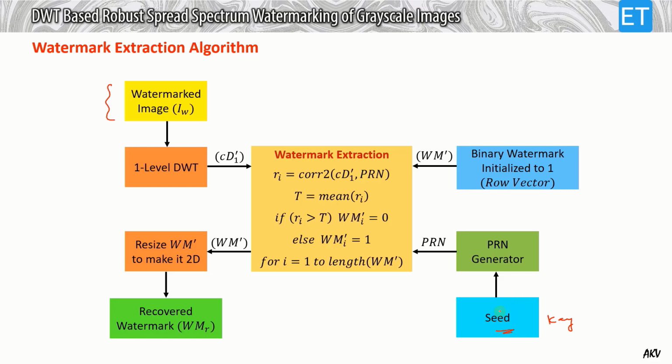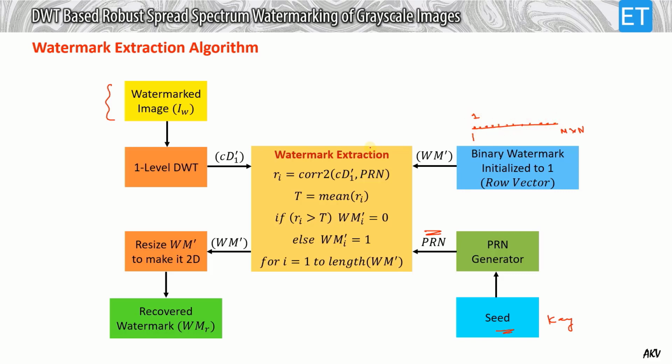With the help of that seed, the PRN generator is initialized and we generate the pseudo-random sequences. And now we initialize a row vector which is equivalent to the size of your original watermark, that is 1 by m by n, and we initialize this vector to 1. I mean, all bits are equal to 1. So this is fully white in color.